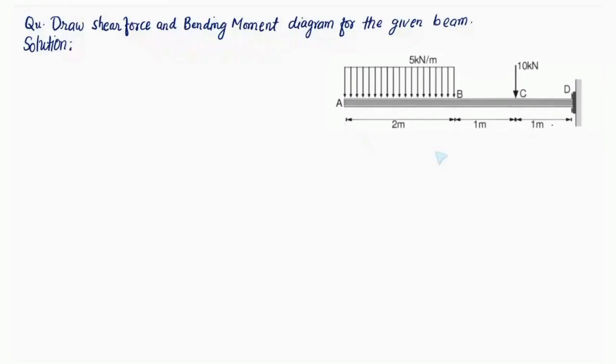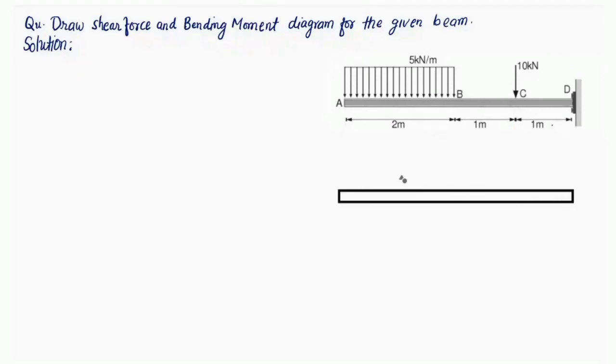In order to solve this problem, our first step is to draw the free body diagram of this beam. So we have got a beam AD. There will be a uniformly distributed load, and the load intensity is 5 kilonewtons per meter. This is point A and over here the point B. Now at point C, friends, there is a point load of 10 kilonewton acting at point C. So D is the fixed end.